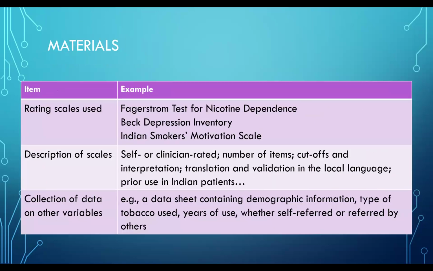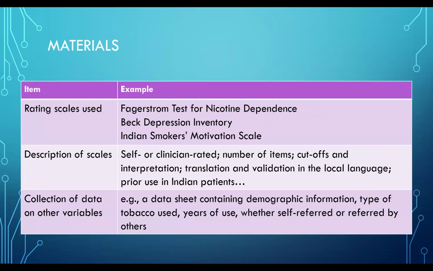Materials. Here it's a very simple observational study that we are talking about, so we would just be talking about rating scales. So what are the names of the scales? Are they self or clinician rated? How many items are there? What are the cutoff values? Are they validated and translated for use in that specific Indian language or local language?